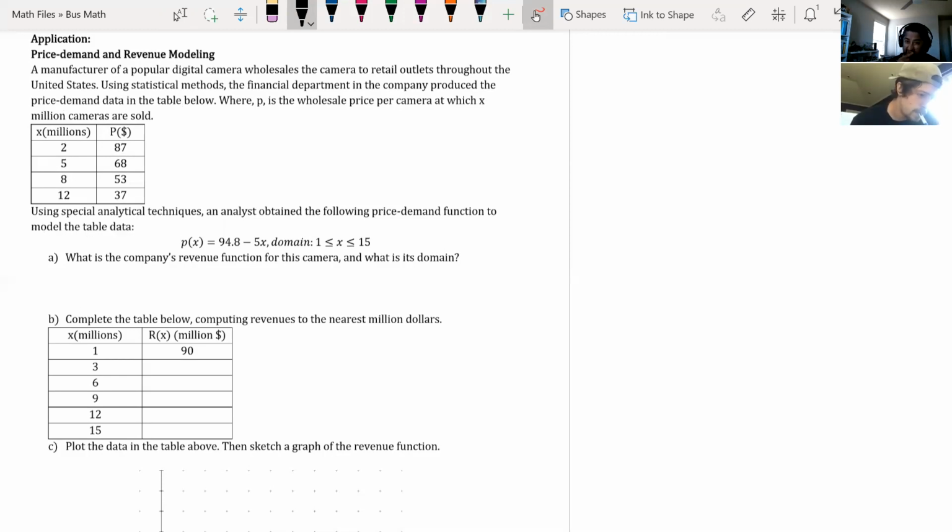Okay. So using special analytical techniques, an analyst obtained the following price demand function to model the table data. So that financial department modeled this data into a linear equation. P of X equals 94.8 minus 5X, where they're giving us a domain between 1 and 15 million cameras. So here they give us a domain. Now with this information, in A, it says, what is the company's revenue function for this camera and what is its domain?